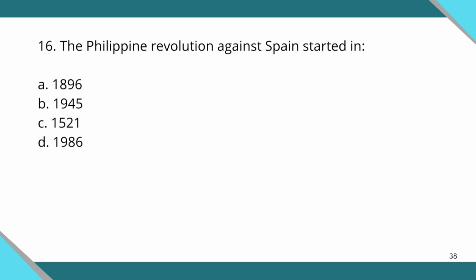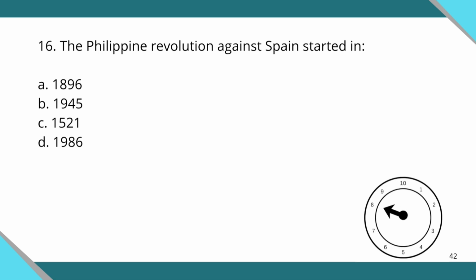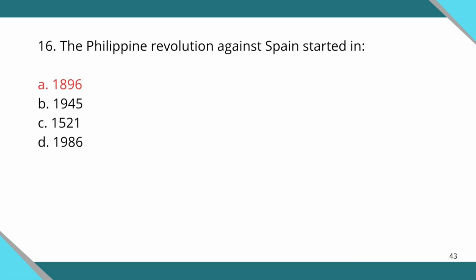Question number 16. The Philippine Revolution against Spain started in letter A, 1896, letter B, 1945, letter C, circa 1521, letter D, 1986. The correct answer is letter A, 1896.